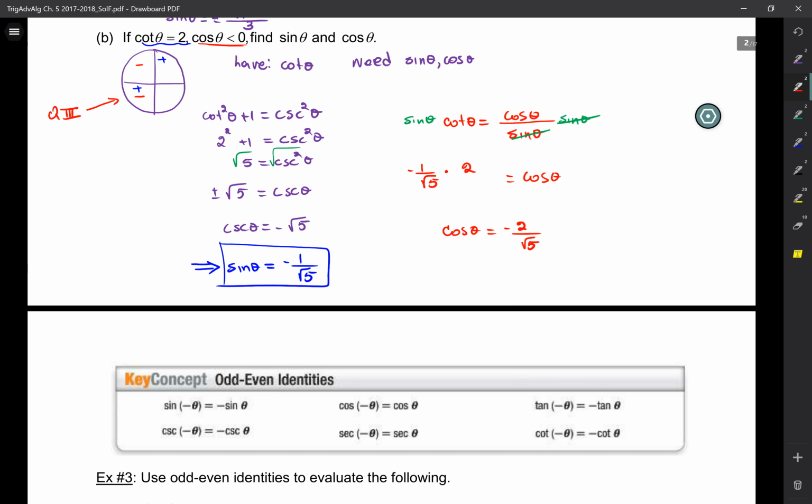You know how here we had found that cosecant is negative root 5? But we actually needed the sine. So if you have cosecant and you want the sine, you just flip it over, 1 over. Okay? Oh, negative 2 over root 5. Yeah.